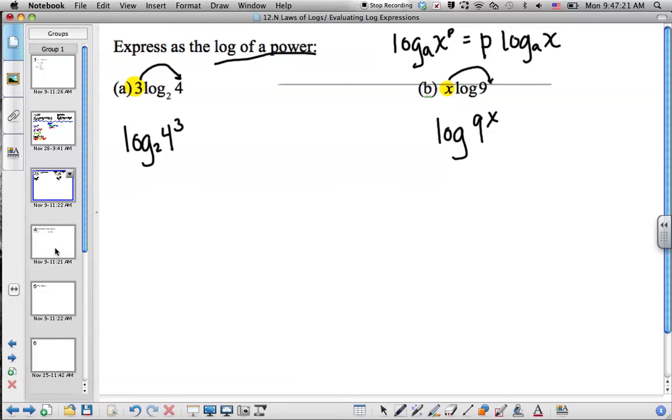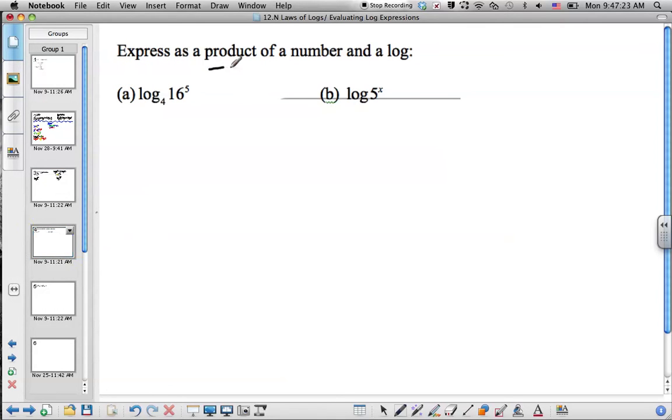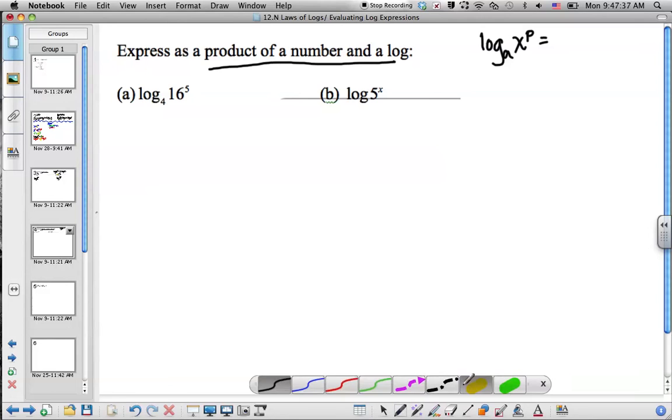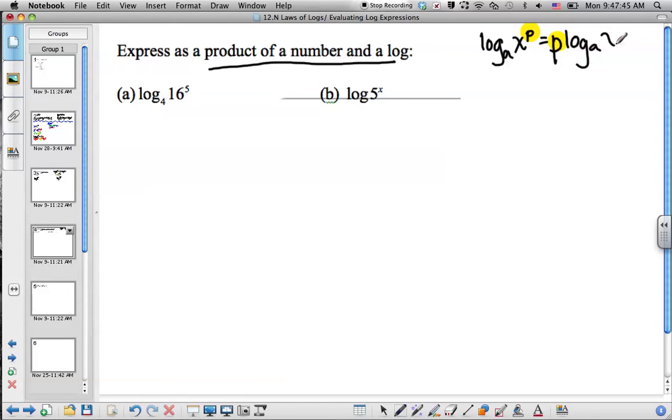Okay, next problem. Now they want us to express as a product of a number and a log. Well, that's easy. Again, thinking back to our power rule, log base a of x to the p just equals, bring that power out front, p times log base a of x. So again, identify your power, which is 5. Bring that out front, so we can rewrite this as 5 log base 4 of 16.